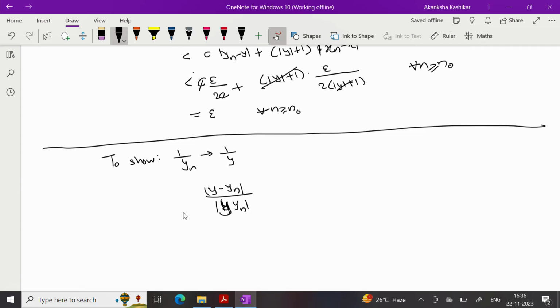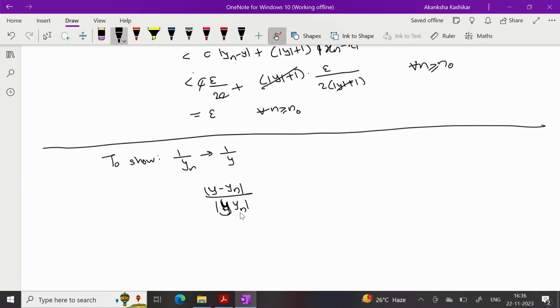See, the thing is, now if I make this smaller, that is not going to really help me, because if I make denominator smaller, then the overall fraction is going to get bigger. I am interested in making the fraction smaller, so I should make denominator as large as possible.